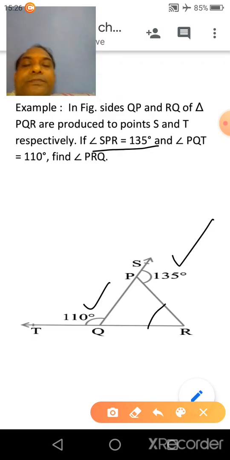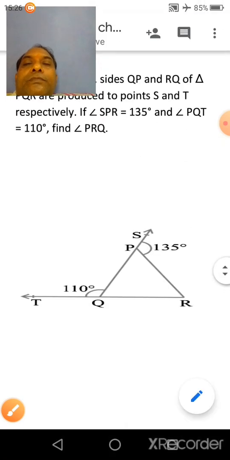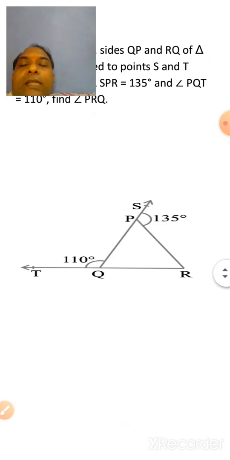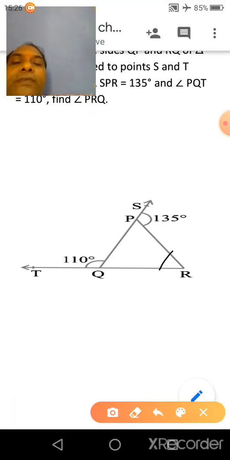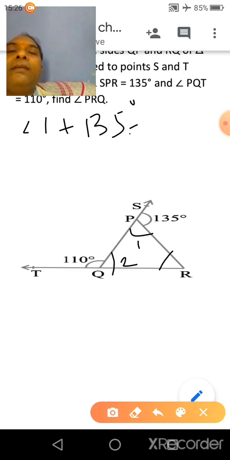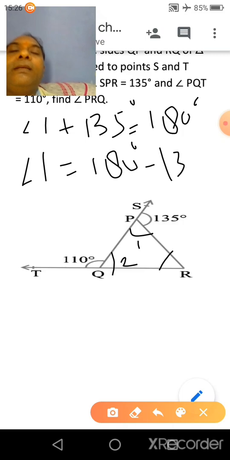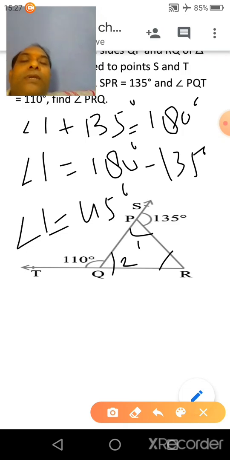So firstly, we have to find angle PRQ. This angle we have to find. So let angle 1 and angle 2. Clear? So angle 1 plus 135 degree is equal to 180 degree. So angle 1 will be equal to 180 degree minus 135 degree will be equal to 45 degree. Angle 1 is equal to 45 degree.